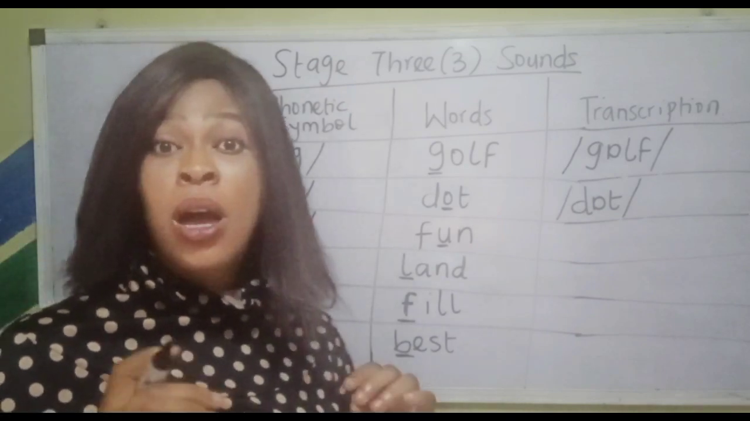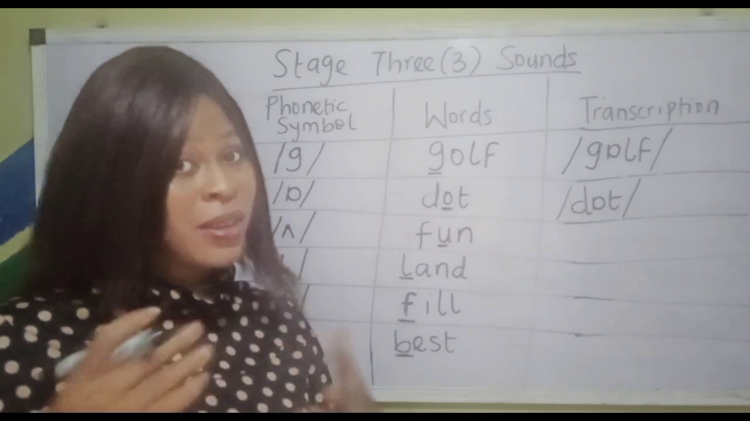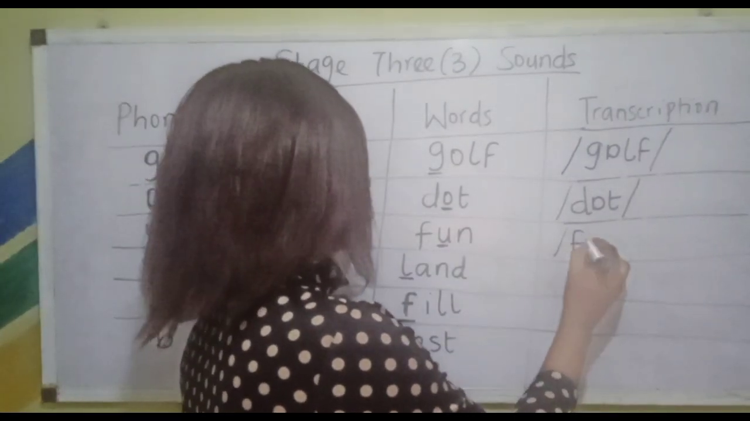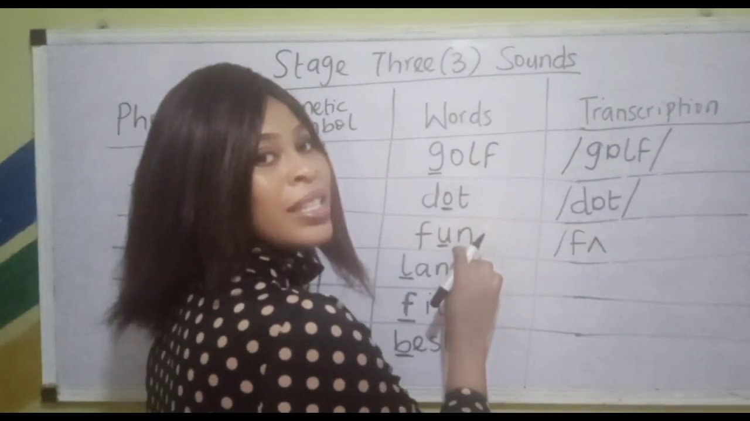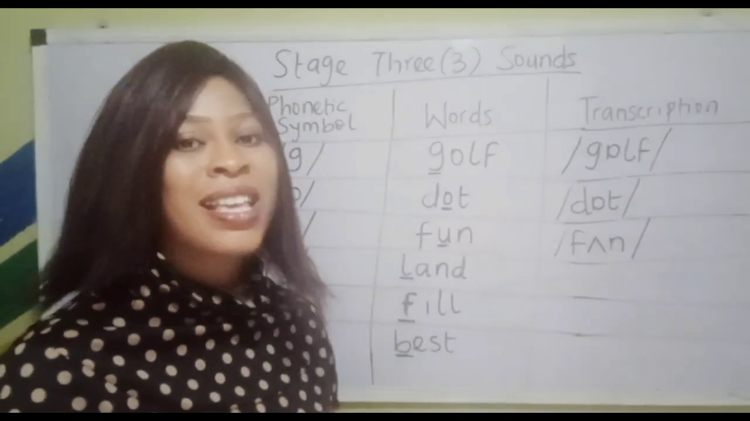Now let's look at the word fun. Fun. I have fun, I'm having fun. So now let's look at this. A sound, V upside down. And then you close your transcription slash.